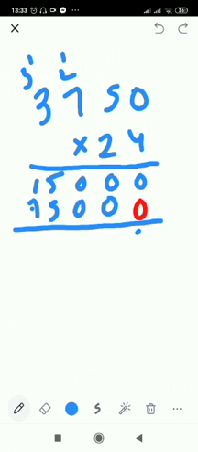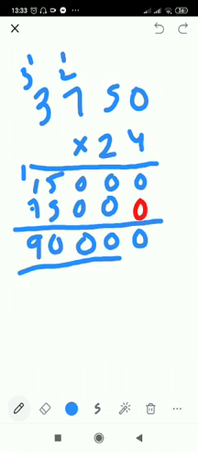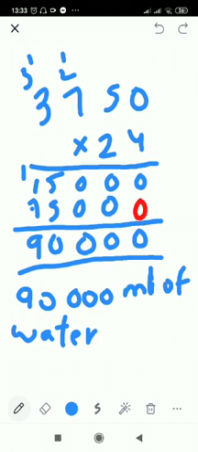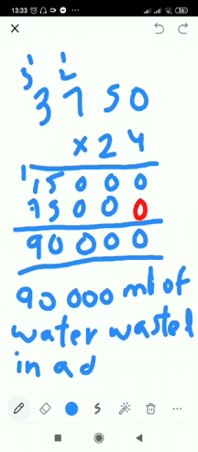Now we are going to add it. 0, 0, 0, 5 plus 5 is 10, 0, 7 plus 2 is 9. So you're going to write down then 90,000 ml of water wasted in a day. All right, that's how you're going to do your solution.